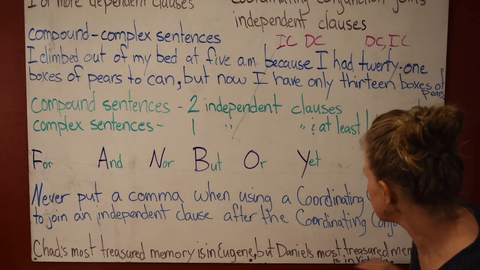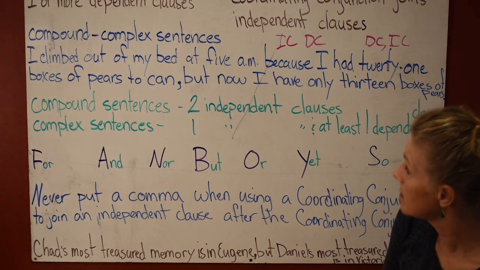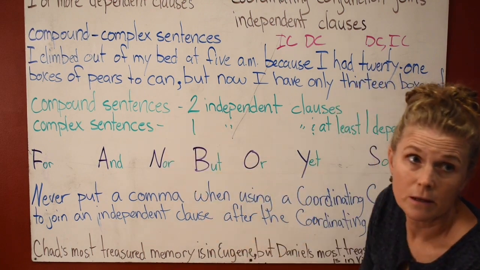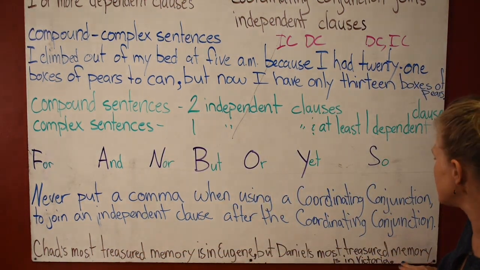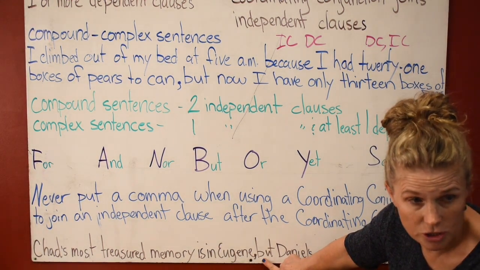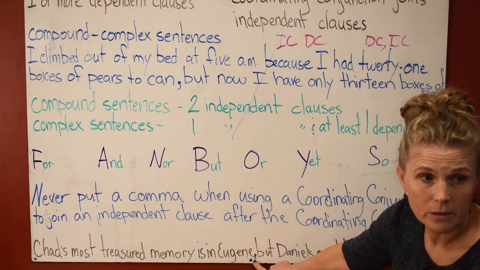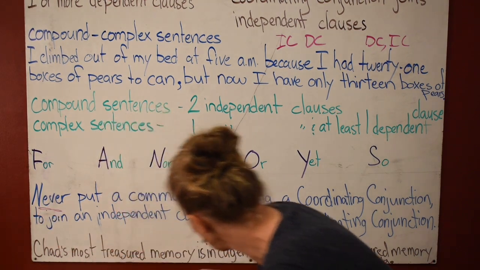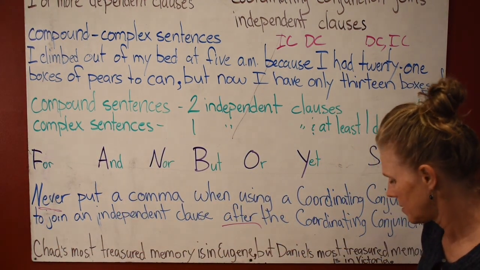Now, what kind of sentence is this? Independent. Okay, so what's that called? Two independent clauses. Compound. A compound sentence. This is a compound sentence put together with a coordinating conjunction right here. And where does the comma go? Before it. We never put it after. Never. It never goes here.